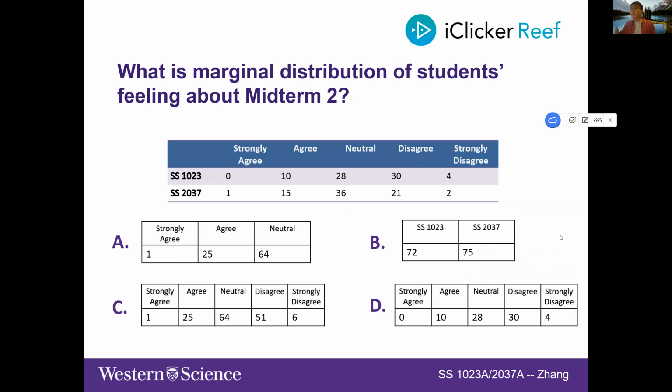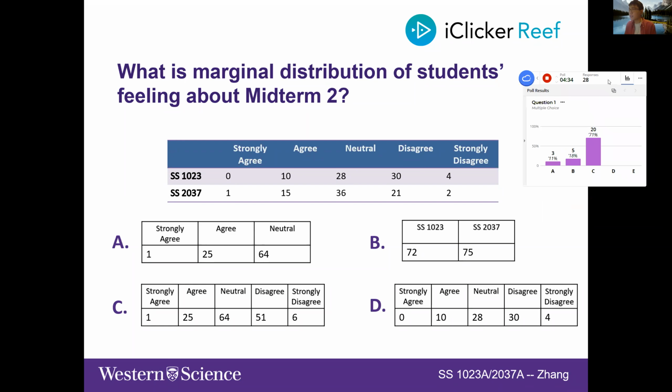Okay, let's try an exercise. Let's come back to the table that you have already seen in the first slides, where we are studying the relationship between the class codes and the different levels of agreement with the difficulty of midterm 2. Tell me, what's the marginal distribution of the students' feeling about midterm 2 in this table? Just use the knowledge we learned in the previous 2 slides. When we calculate the marginal distribution, we collapse the corresponding cells.